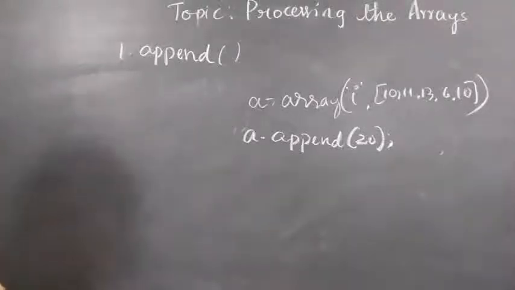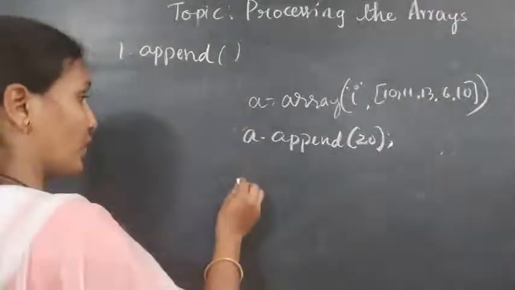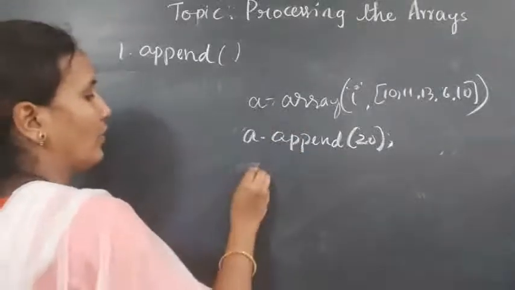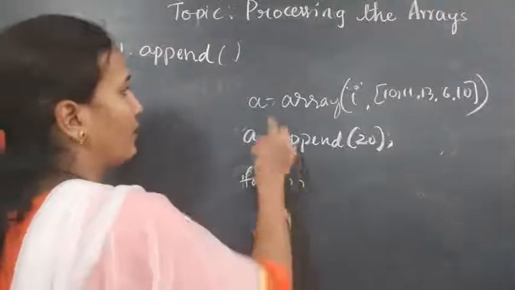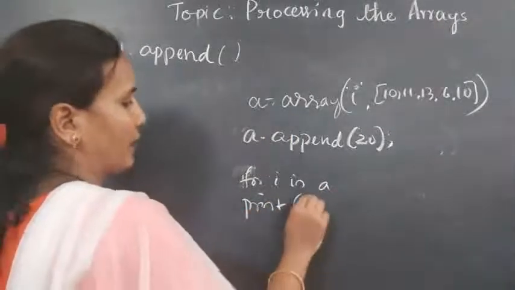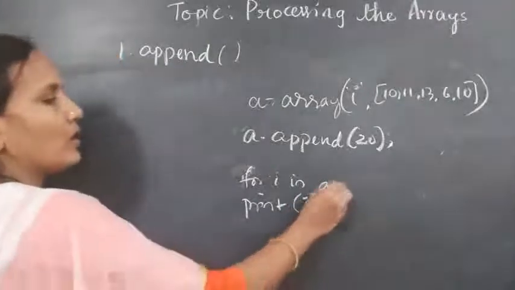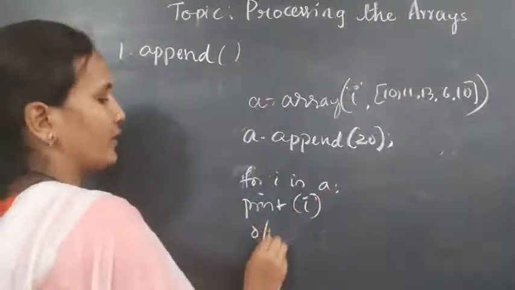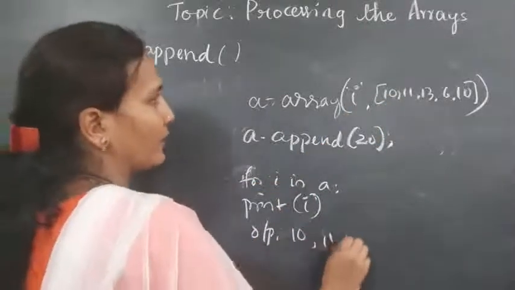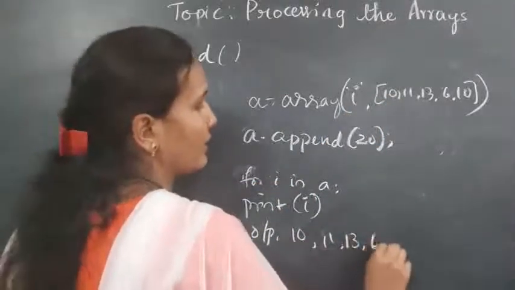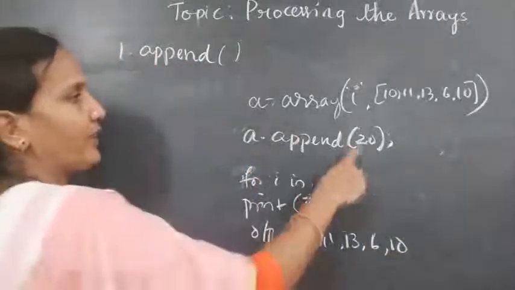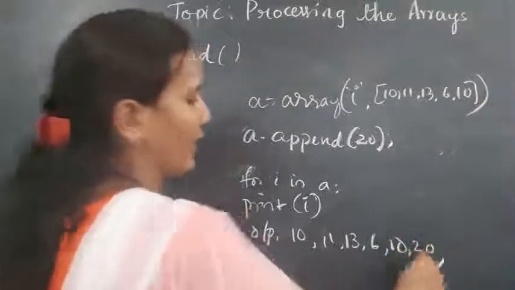Okay, so here what will be the output? If you print this, print for I in, what is the name of the array? Print I. Then what is the output here? The basic elements are 10, 11, 13, 6, 10. The last, which is a new element you have added, 20. That will be displayed at the end.